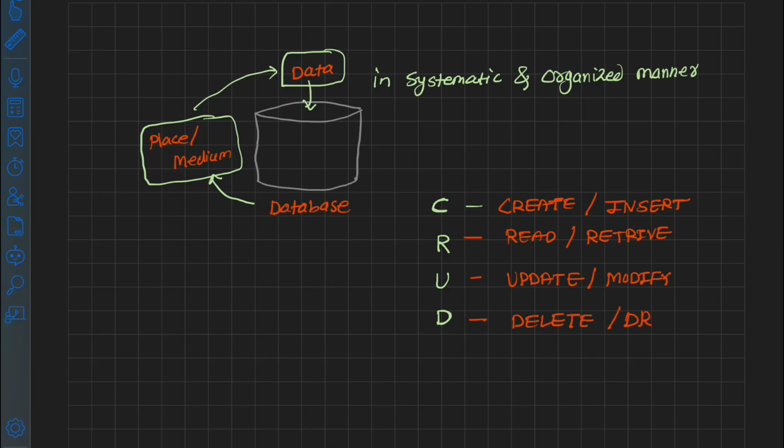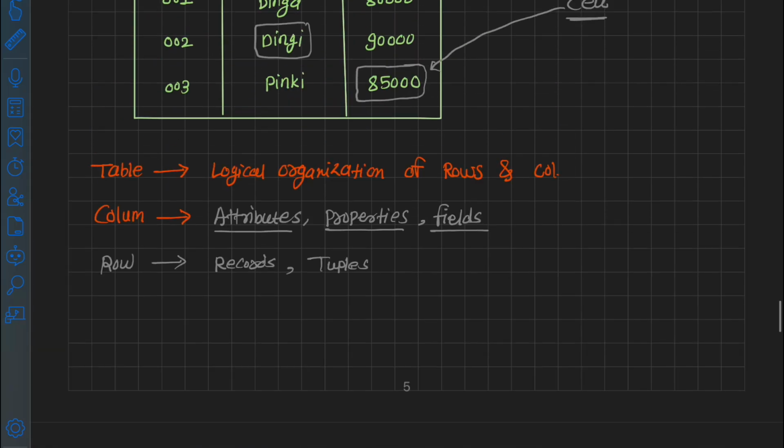What is meant by CRUD? The basic operations performed on the database are known as CRUD operations. C for create or insert, R for read or retrieve, U for update or modify, D for delete or drop. This is the overview and basic concept about SQL.